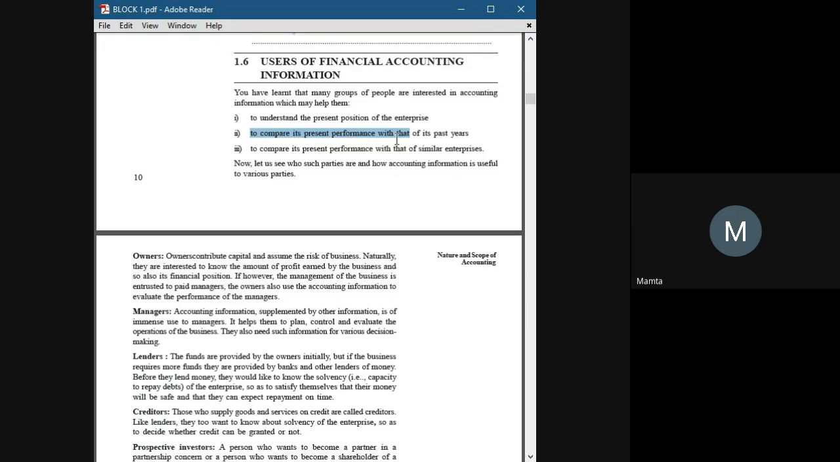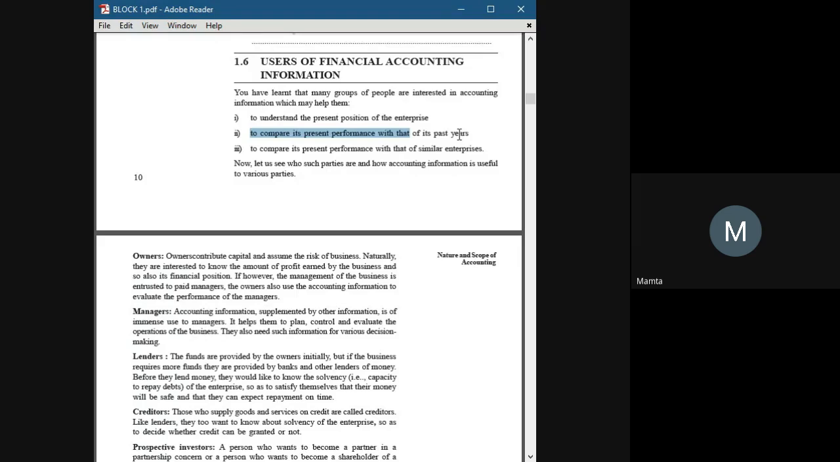As I told you in another subject, the word intra or inter is also mentioned here. This point is known as intra-firm comparison. When we compare our company this year with last year, like how much profit we made in 2022 and how much profit we made in 2023, this comparison is known as intra-firm comparison.